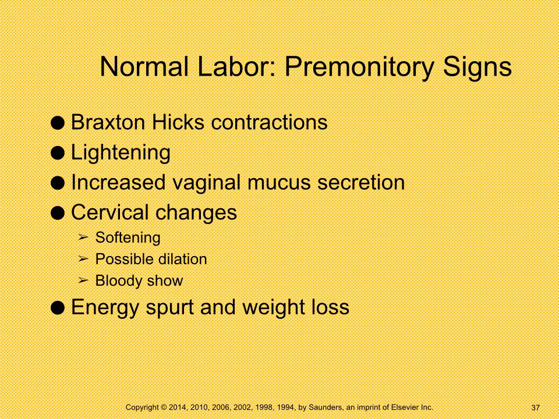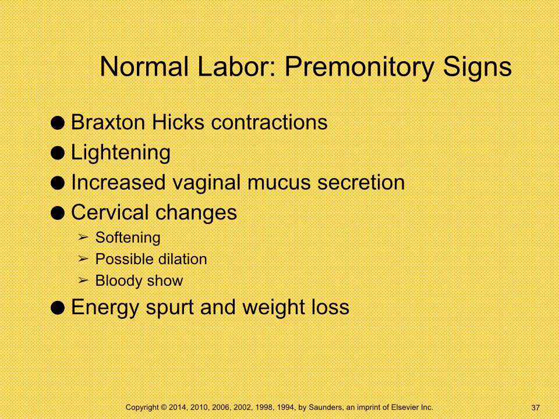Normal labor. Some pre-labor signs that a patient could experience include Braxton Hicks contractions, or abdominal tightening. Lightening is when the fetus drops lower into the pelvis. This can sometimes improve maternal respiratory effort as the fetus is not creating as much pressure on the diaphragm. Increased vaginal mucus and secretions can be exhibited towards the end of pregnancy and considered a sign of pre-labor.